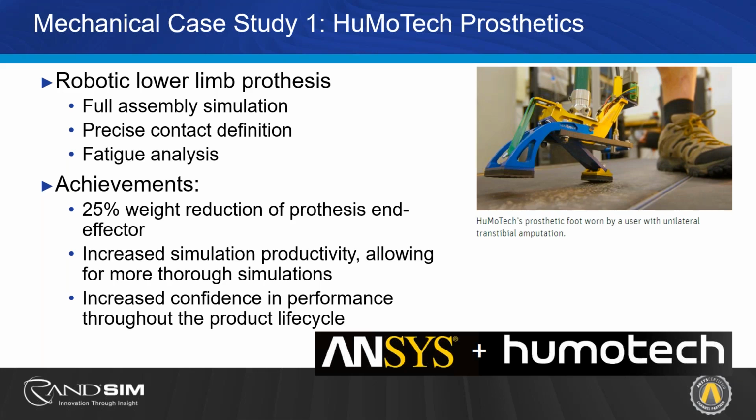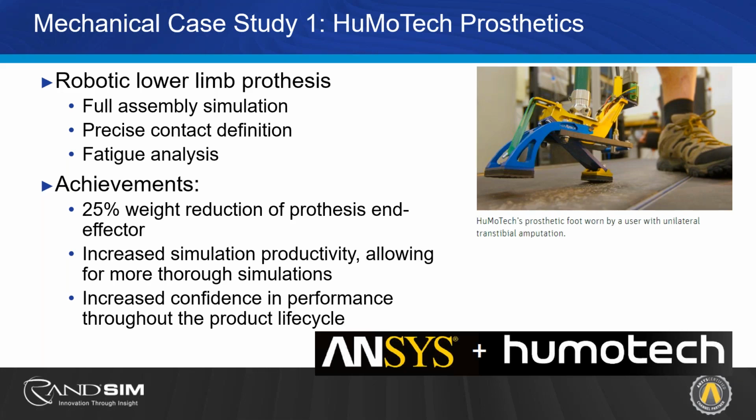You can also do fatigue analysis in Ansys Mechanical, which is really important for product life cycle and making sure there's a high confidence that these components will survive throughout the product life. And so by doing the simulation, they were able to achieve a 25% weight reduction of the end effector, which is really an enormous weight reduction, and as you can imagine, really significant in the performance of this device.